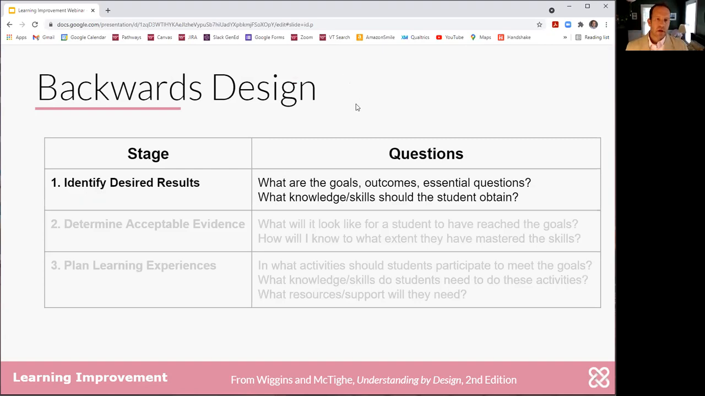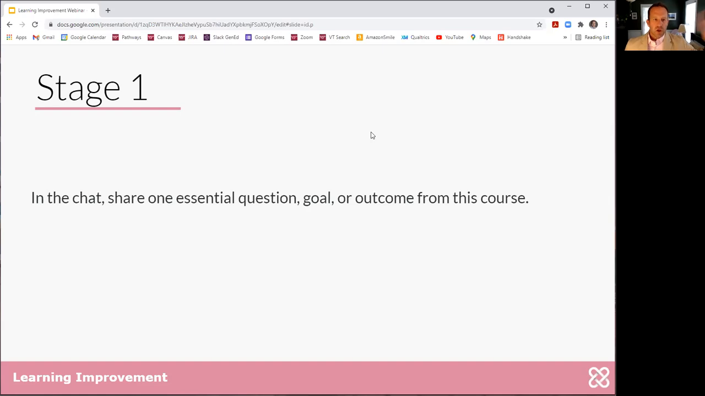So let's start with the first one. Let's take a look at that syllabus and try to identify the desired results. So what are the goals, outcomes, essential questions? What knowledge, skills should the student obtain? Right, so that's stage one of this framework. So in the chat, do you see an essential question, goal, or outcome? What would you say? I'll say it that way because you may not see them. If you were not talking to the professor, you're just looking at the syllabus, what would you say is an essential question, goal, or outcome? And don't get bogged down in writing the perfect verb or the perfect phrase. Throw it in the chat of what you think the goal of this course is.